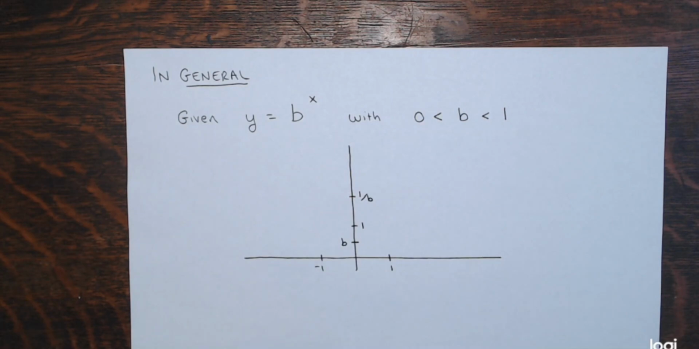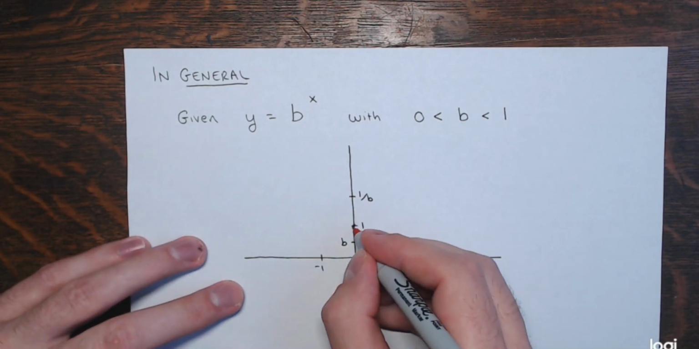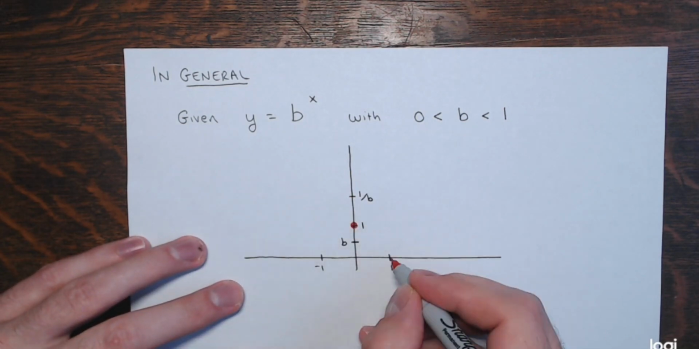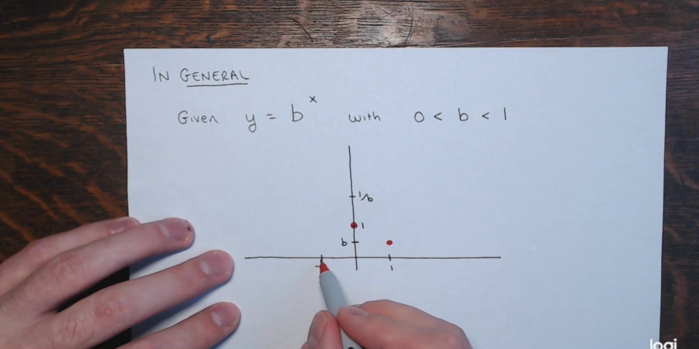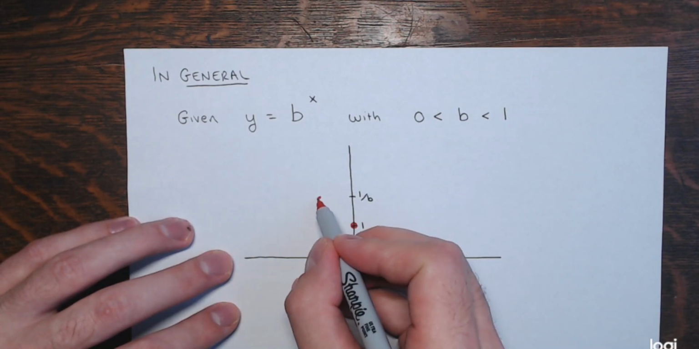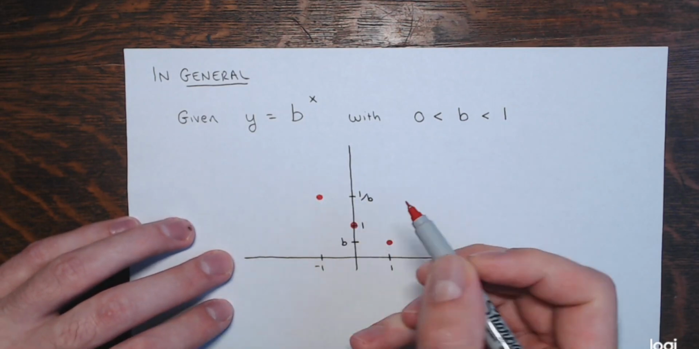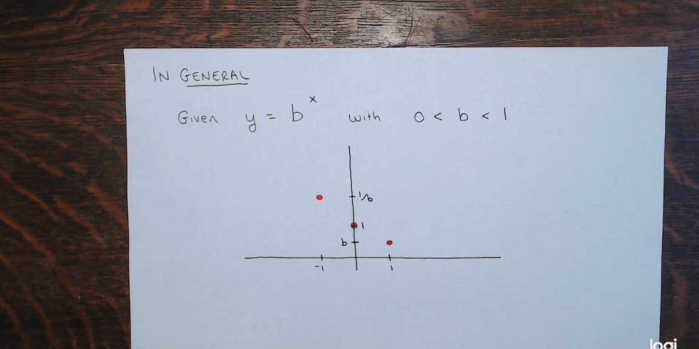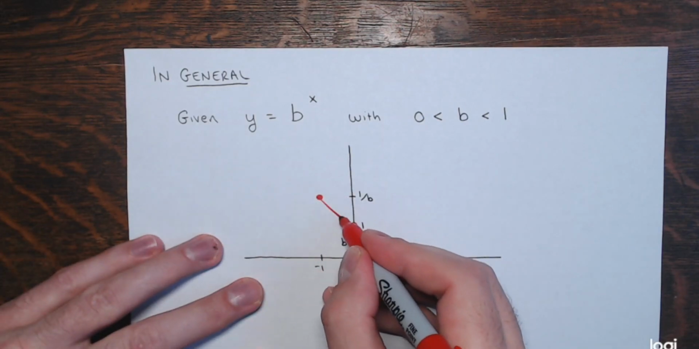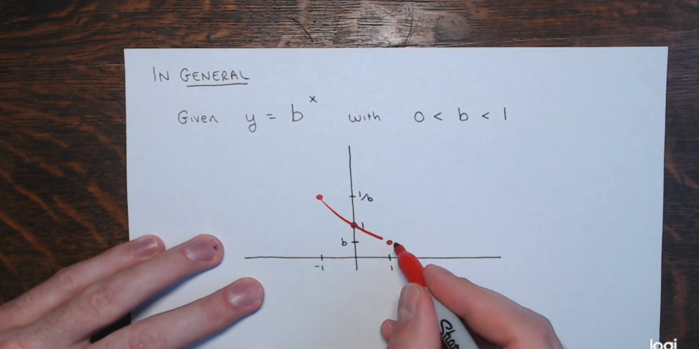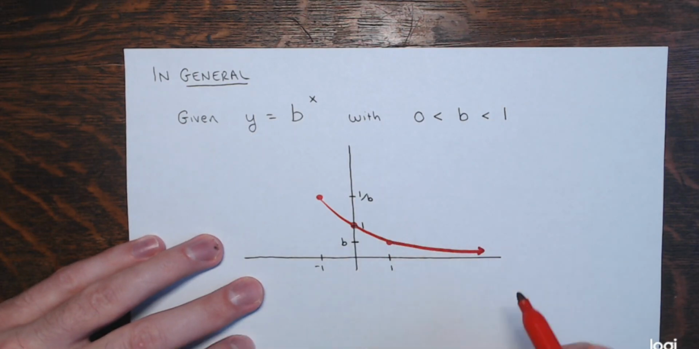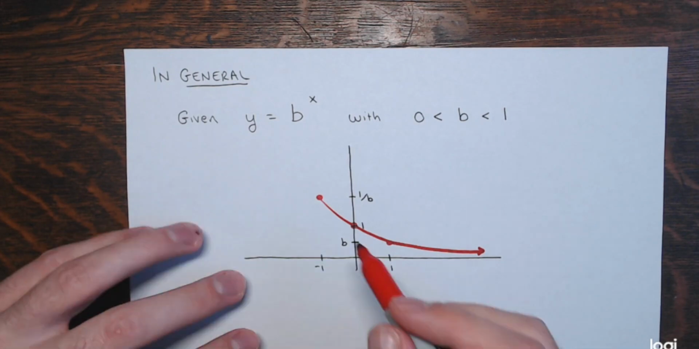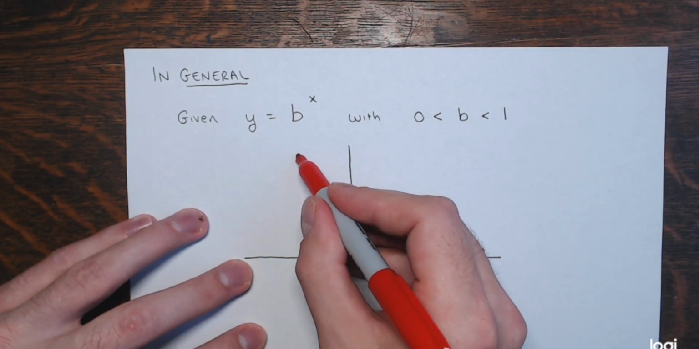I'd have the following points: (0, 1), (1, b), where b is less than 1, and (-1, 1/b), which is bigger than 1. And it's going to be a decreasing exponential function. So as you move to the right here, the value of the function decreases but remains positive. And as I move left, the value of the function increases more rapidly.